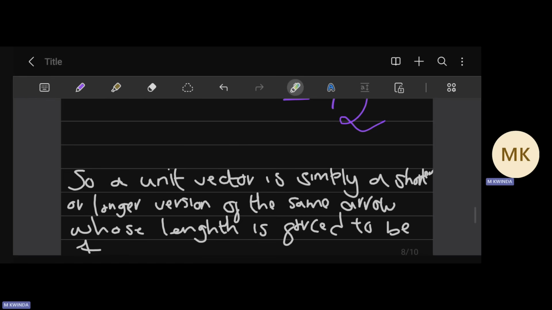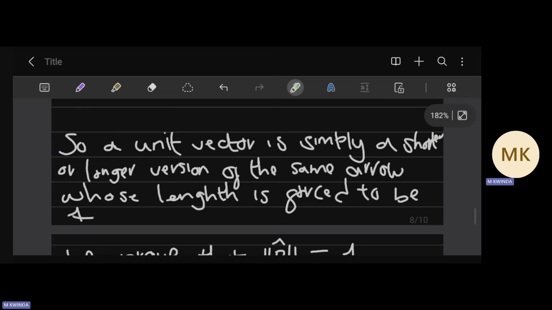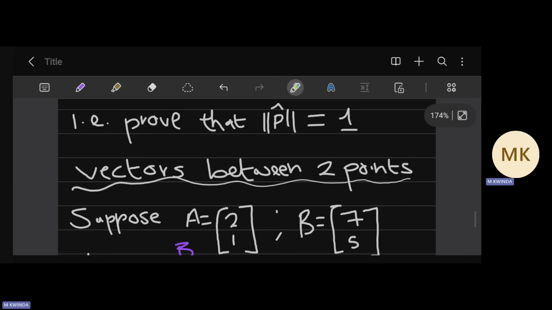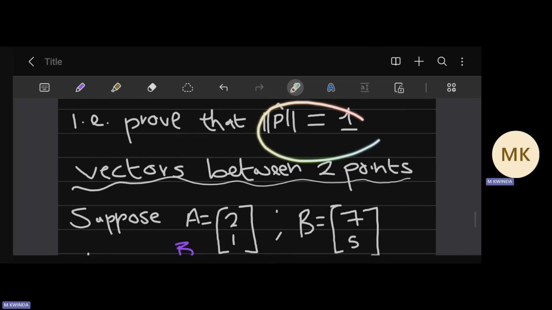So the tip I can give you is that the unit vector only changes the length of a vector. So it can either be shorter or longer, but not the direction. So the direction doesn't change and the slope also does not change. Right? So like I said, it's always forced to be 1. I need you to prove on your own that the magnitude of the unit vector here is 1. We're almost done. This is the last bit that we're doing.